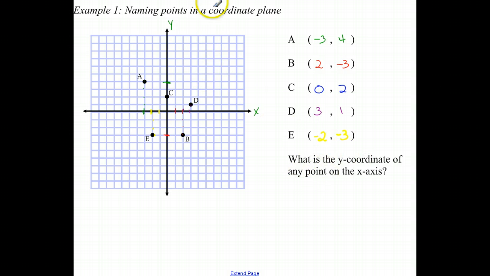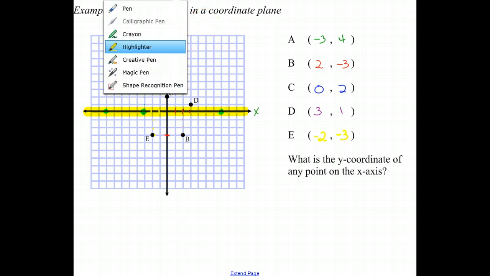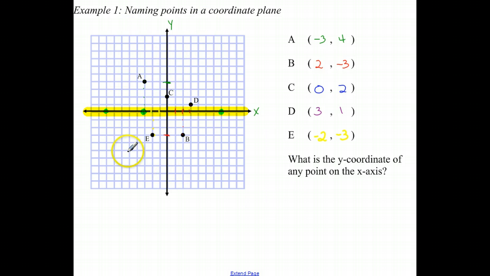Just a quick question. What is the y-coordinate of any point on the x-axis? Go ahead and find the x-axis. Your x-axis is right here. So if I want to take a couple of points, let's just pick a few. Let's say I want that one, and this one, and this one. So let's think about what the coordinates of that point are.